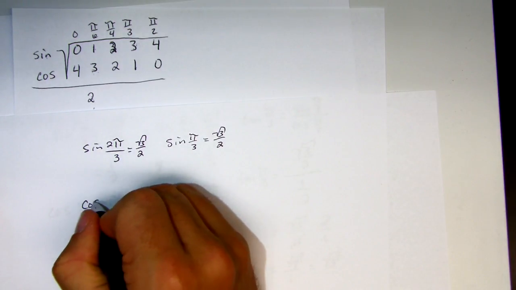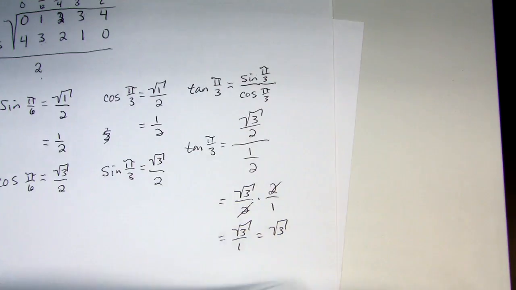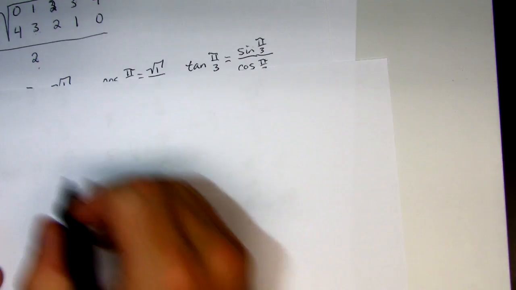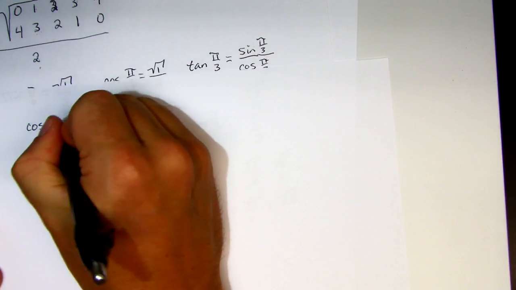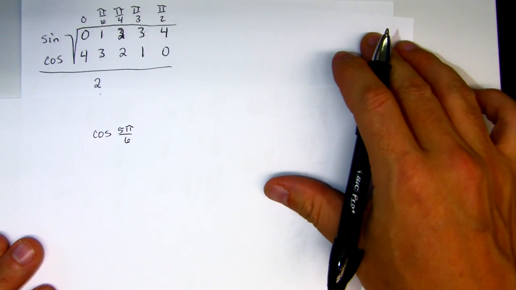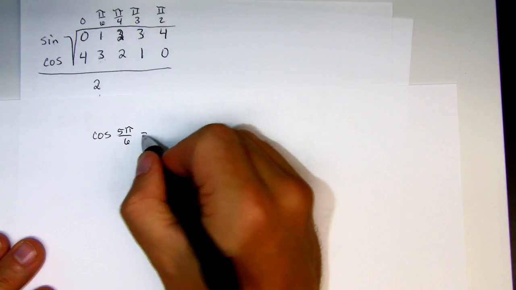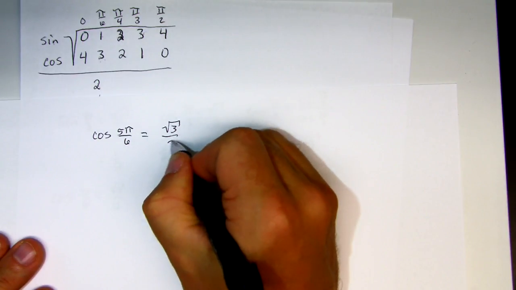Okay. Let's try cosine. Let me write this on a new sheet of paper. So cosine of 5 pi over 6. Well, this doesn't simplify, so what I need to find is just pi over 6. So cosine of pi over 6 will be radical 3 over 2. So this is going to equal radical 3 over 2.